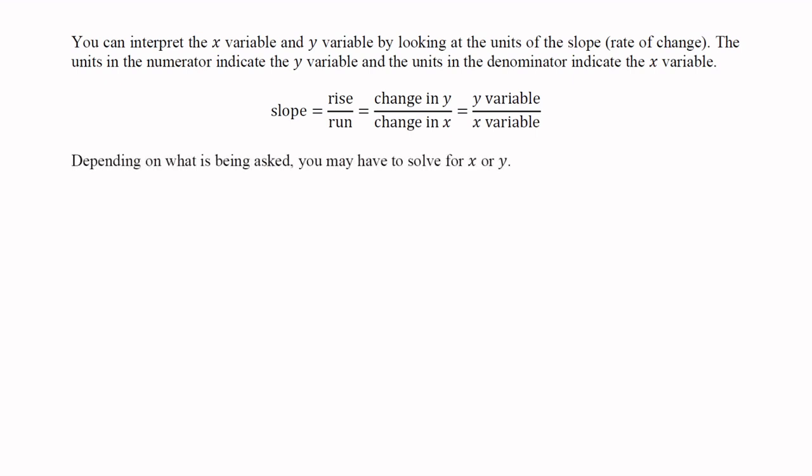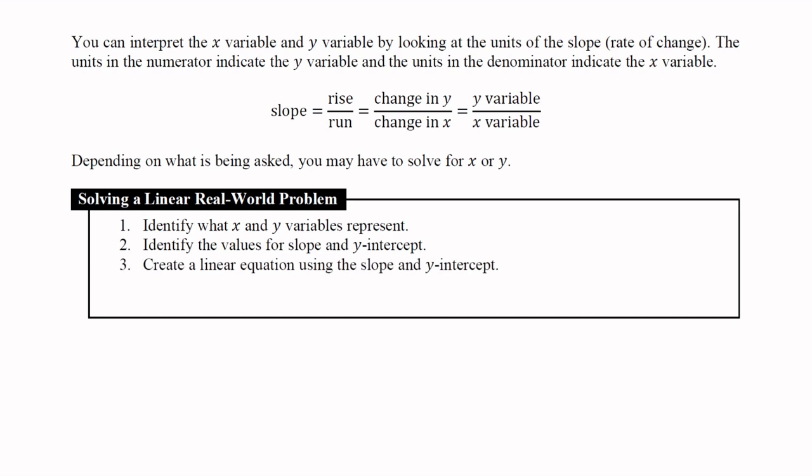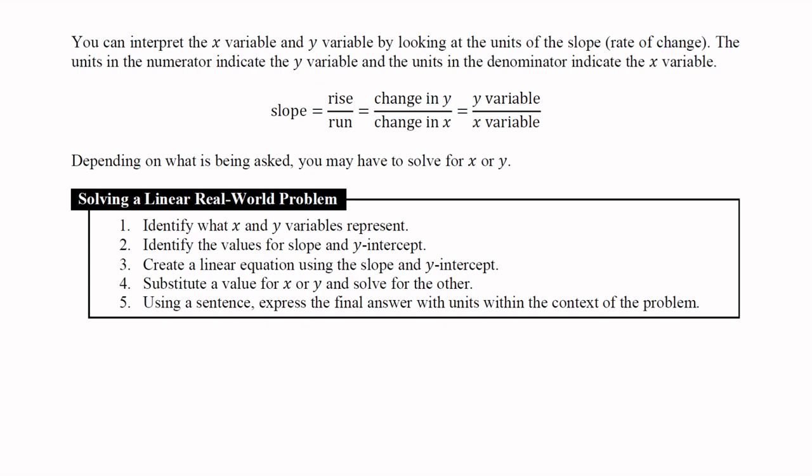Depending on what is being asked, you may have to solve for x or y. So to solve a real-world linear problem, identify what x and y variables represent, identify the values for slope and the y-intercept, create a linear equation using the slope and the y-intercept, substitute a value for x or y and solve for the other, and then using a sentence, express the final answer with units within the context of the problem.